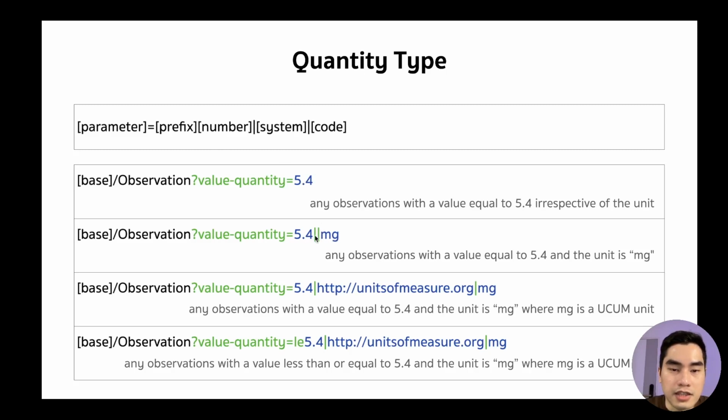If you put the number here with a bar, it has 2 bars because the format has 2 bars, right? Between number and system, and between system and code. So you have to have 2 bars. This means any observation with the value 5.4 and the unit mg, milligram. If you put the system here, this is the full thing in the quantity type search. So it means any observation with a value of 5.4, the unit is milligram, and this unit is from the UCUM units. It doesn't mean any other milligram, but the UCUM milligram. So this is the full quantity type search. And here, just a demo of putting the prefix here, like this. LE means less than or equal. So it means any observation with a value less than or equal to 5.4. And the other things are the same as this one.